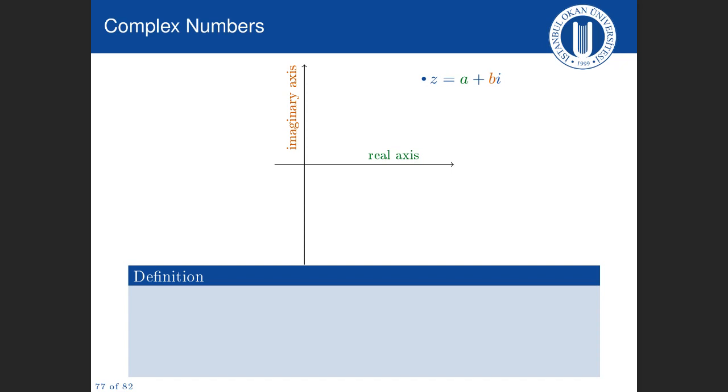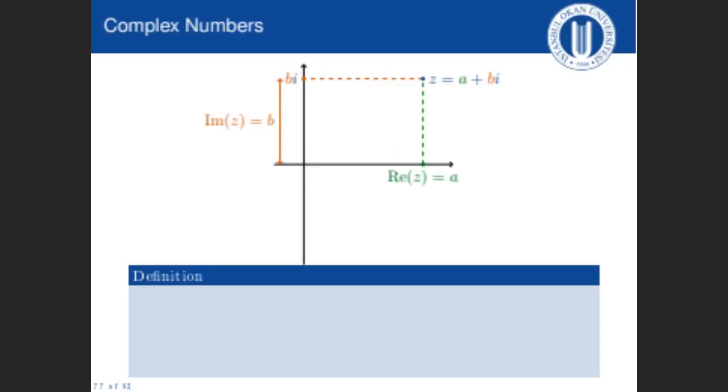Let's take any complex number. z is equal to a plus bi. It exists somewhere in the complex plane. The two axes on the complex plane, I'm calling the real axis and the imaginary axis, because the real part of z is the number a, and the imaginary part of z is b. So if we projected our point onto the axes, we will get the number a and the number bi.